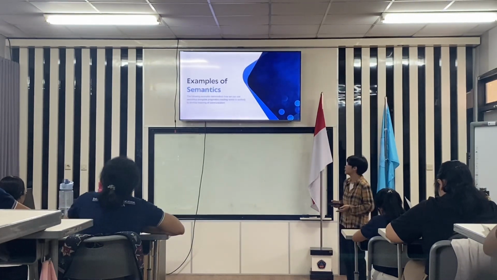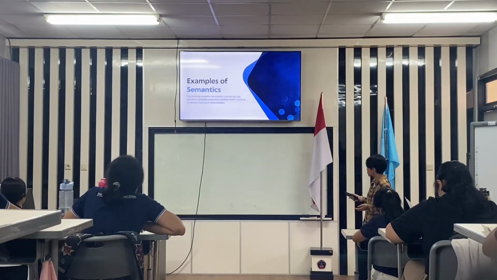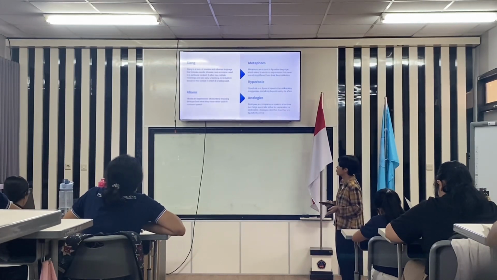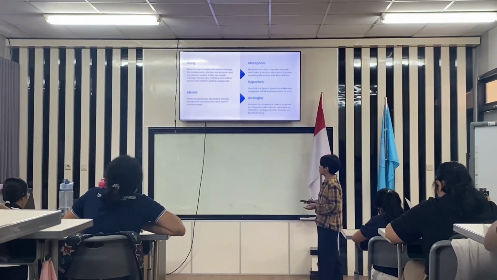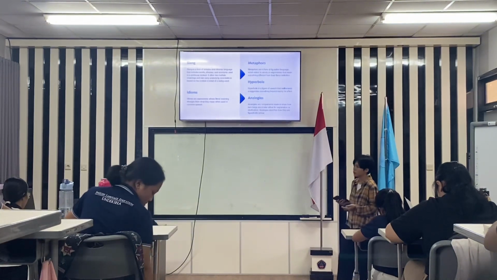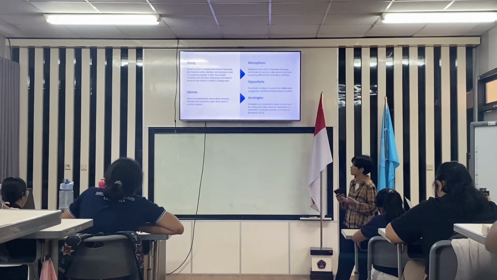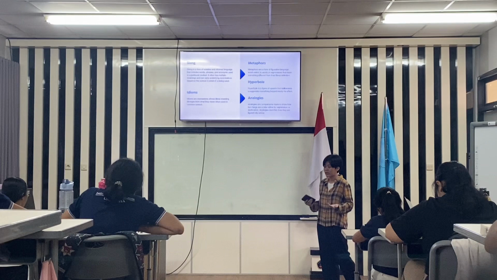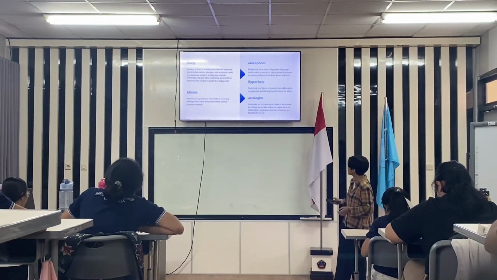And now we're moving on to examples of semantics. The first one we have is slang. Slang is a form of creative and informal language that includes words, phrases, and acronyms used in a particular context. It often has multiple meanings and can carry underlying connotations based on the context in which it is being used. For example, the slang term lit means that something is exciting or engaging.